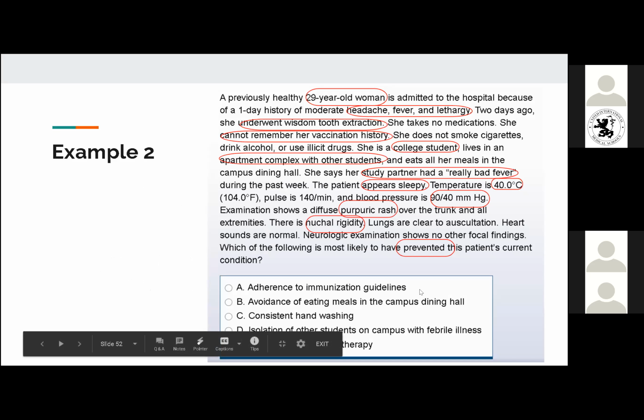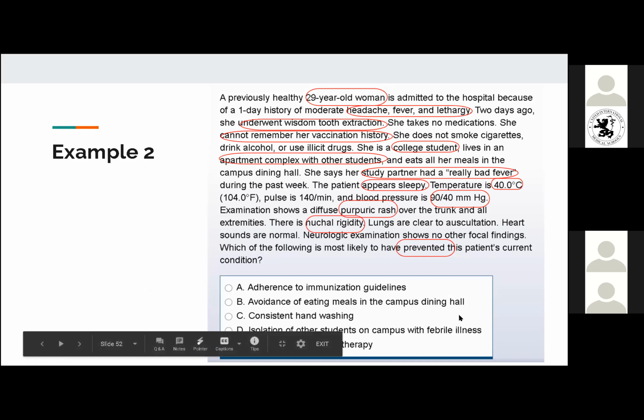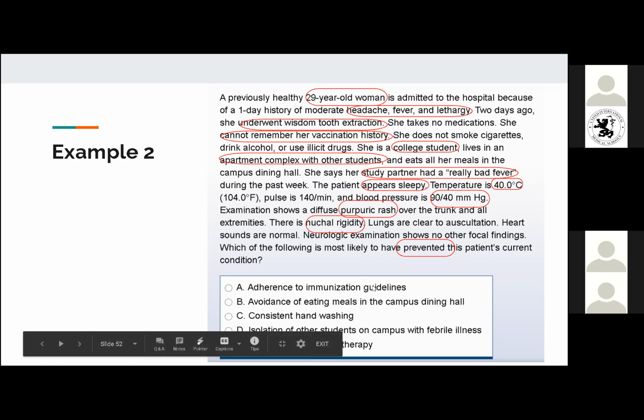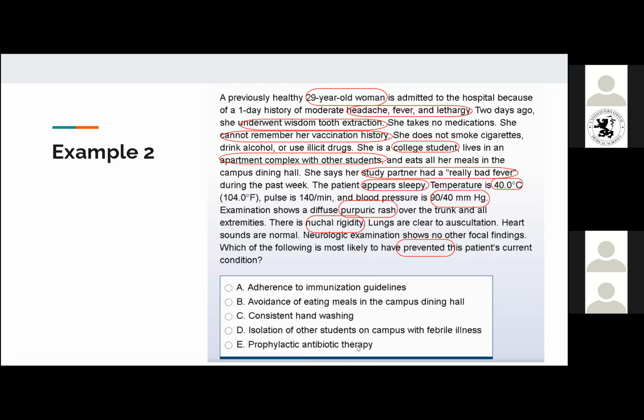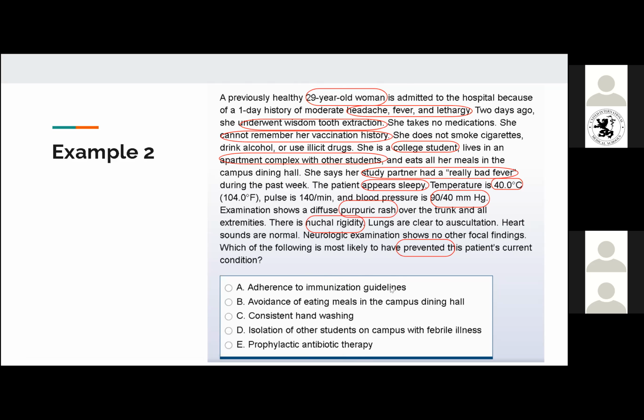Some of the other answers are also a bit correct. For example, consistent hand washing could also be correct, even though it's not that correct, but it could be. Isolation of other students on campus with febrile illness would also decrease the transmission of this infection, but it's not the most important step. Prophylactic antibiotic therapy is also a type of prevention, secondary prophylaxis for meningitis. Anyone who's been in contact with this patient who now has meningococcal meningitis needs to receive prophylactic antibiotic therapy, but this is not as important as immunization. So you see that there are multiple correct answers, but really only one of them is the most correct.